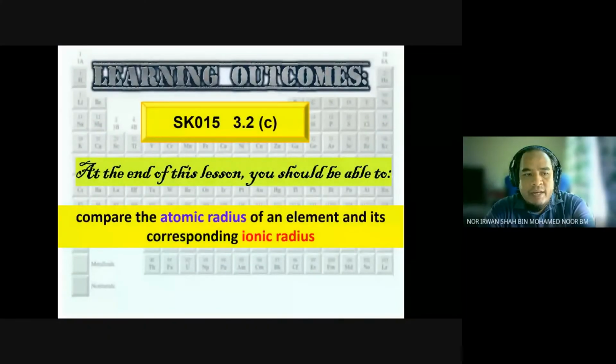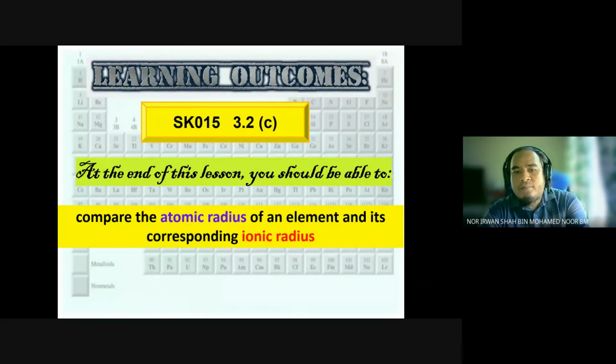Alright guys, jadi in the next lesson kita akan sambung lagi dengan 3.2c. Tadi kita just tengok pada atomic radius saja. Dalam next lesson nanti guys, kita akan tengok pula contohnya kita nak buat comparison, for example, sodium atom dengan sodium ion. So which one is bigger? Adakah sodium ion bigger than sodium atom, or sodium atom is bigger than sodium ion?